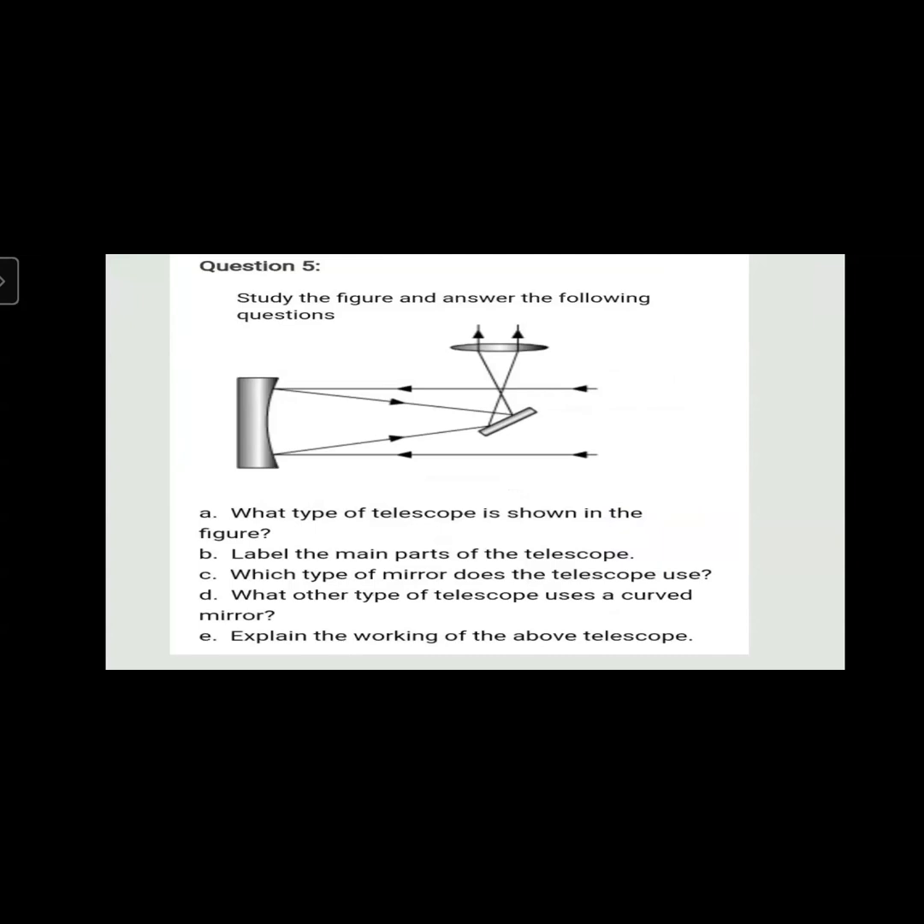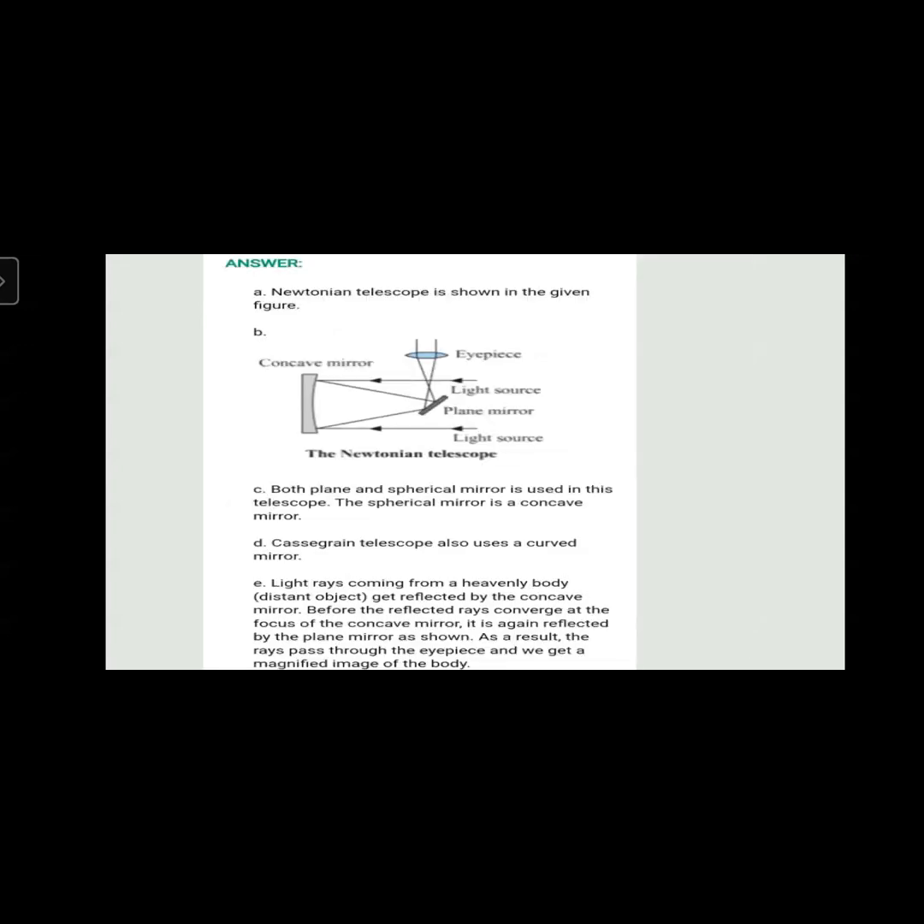So the figure is shown. What type of telescope is shown in the figure? Label the main parts of the telescope. Which type of mirror does the telescope use? What other type of telescope? Right. So this is an interesting question. Just now we have solved this. So what type of ray diagram it is? It is a Newtonian telescope, isn't it? So you have to explain that.